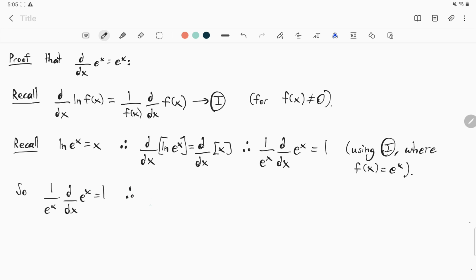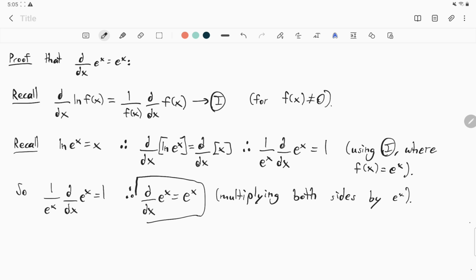Therefore, we can multiply both sides by e to the x to cancel. We're just going to be left with the derivative of e to the x equals e to the x. You write in brackets, multiplying both sides by e to the x. And that's our proof. This is the result we wanted.